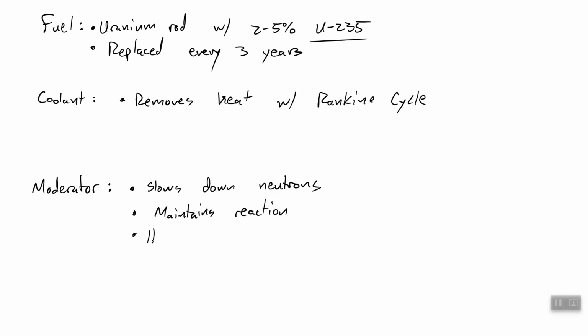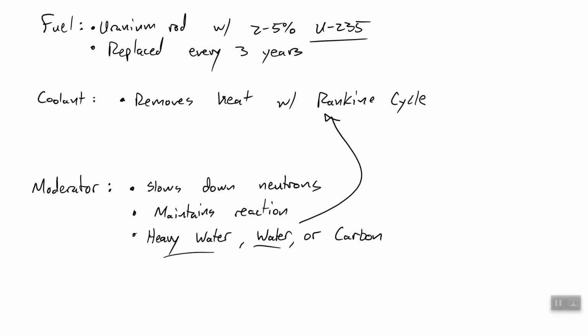Okay, and generally moderators can be something like heavy water, which is water with an extra neutron on the hydrogens, or just standard water, or even carbon existing as graphite, carbon sheets. Generally, water or heavy water are used because we need a coolant anyway. So the coolant is often the coolant plus the moderator. So in the type of power plant I'm about to show you, both functions are served by the water inside the reactor.